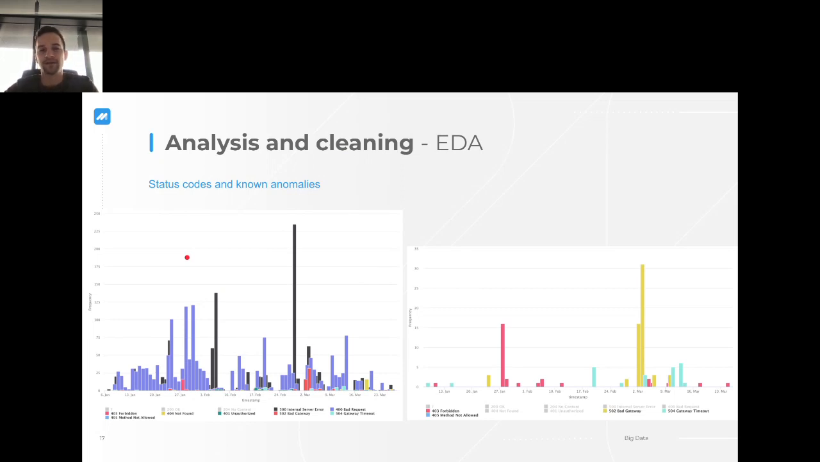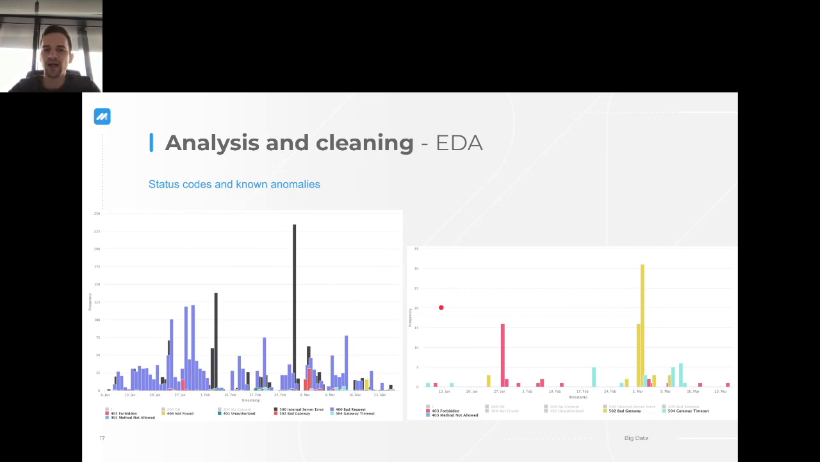Having in mind that this application is being used and currently developed, it really helps us draw lines and understand what's happening in the data. On the right here, we have separated the problematic status codes. So a few 400 and a few 500 status codes, which are anomalous in any case.